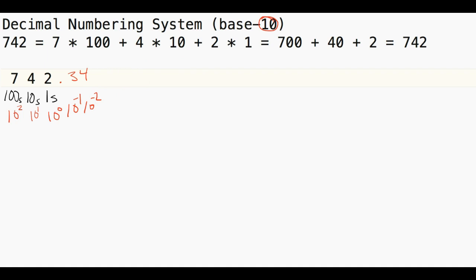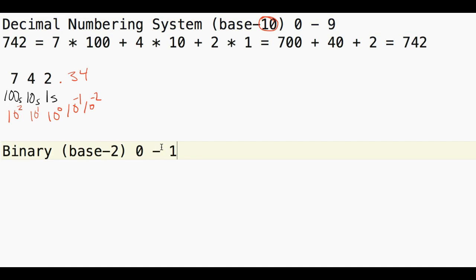Now, what happens if we want to work with the binary numbering system? So in binary, it is base 2. So what does that mean? In decimal, we have the values of 0 to 9 available to us. In binary, we only have zeros and ones.